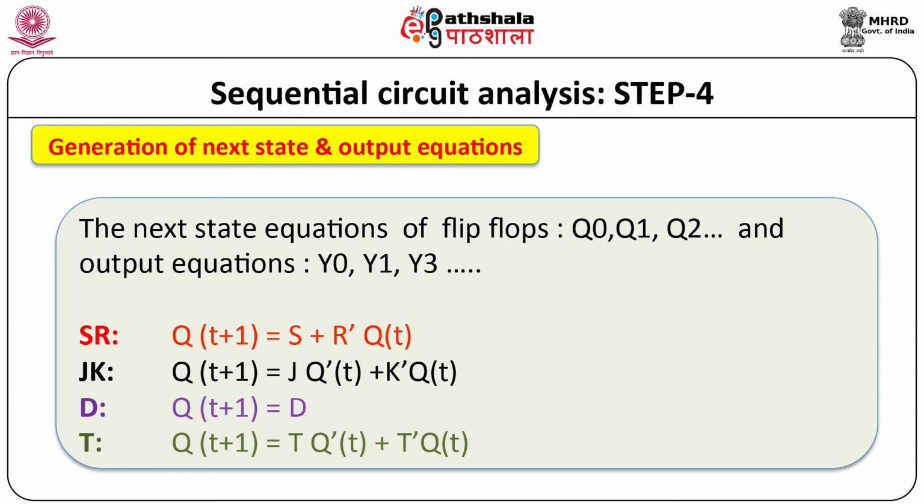The next state equations Q0, Q1, Q2 are based on the type of flip-flop as indicated here. In brief, prepare the excitation table from the excitation equations. Write the output variable equations y0, y1, y2 and so on. From the circuit configuration, it is possible to determine whether the circuit is Mealy or Moore machine. This will help in constructing the state table and state diagram.